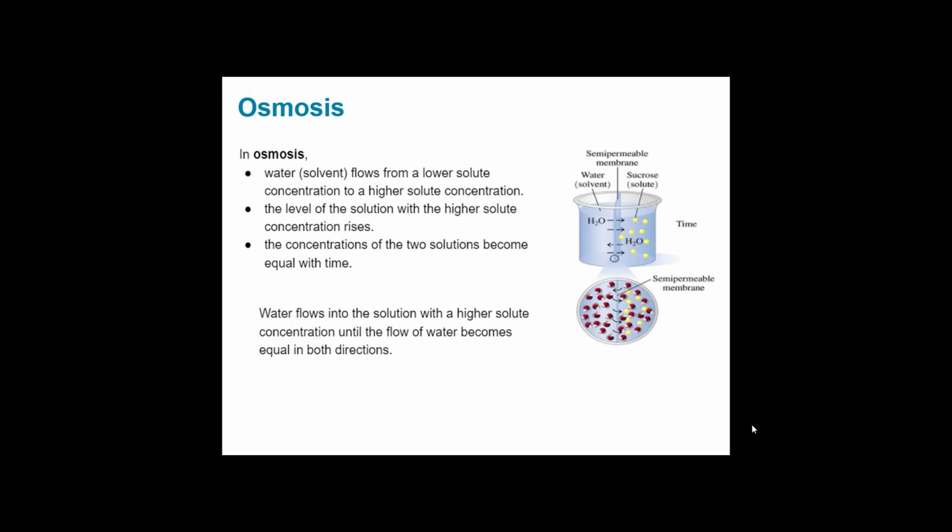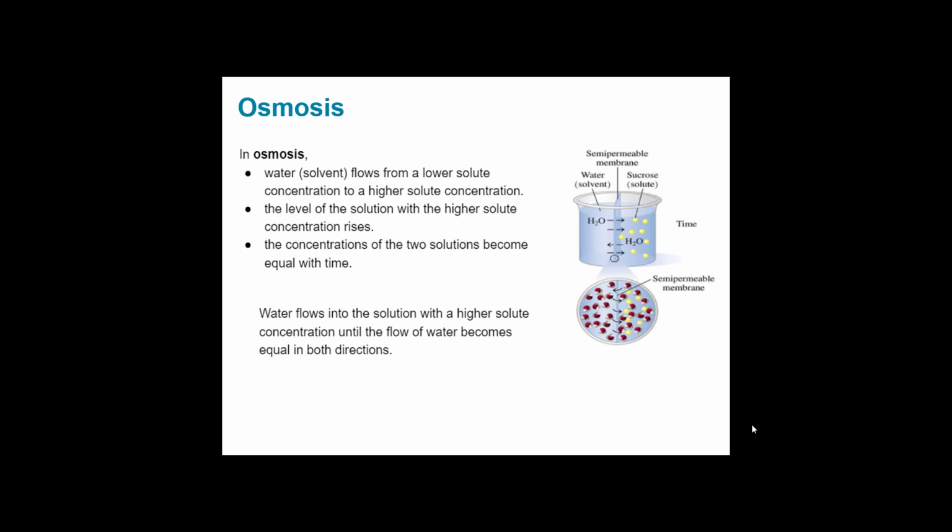So in osmosis, water flows from a lower solute concentration to a higher solute concentration. Think of it as diluting the higher concentration of something. The level of the solution with the higher concentration will also rise because of the additional water molecules that have gone into that solution trying to dilute it. The concentration of the two solutions will become equal in time, but for a while one will be higher than the other.